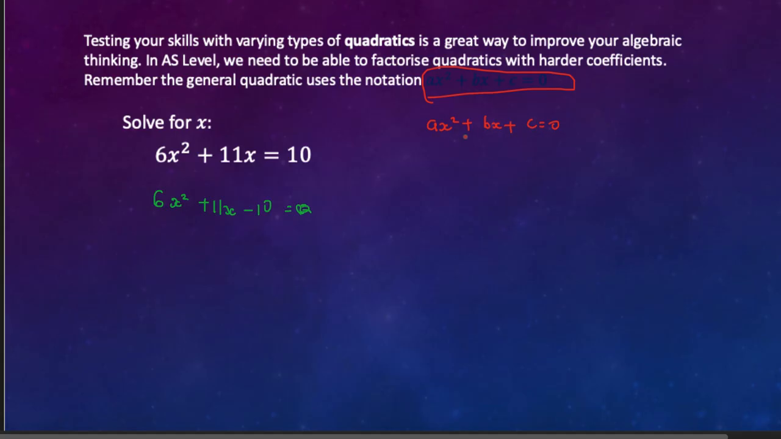Alright? So a, b, and c are real numbers. So they can be negatives, fractions, they can be positive integers, but they cannot be 0. Alright? So if they are 0, then this equation ceases to be a quadratic equation.